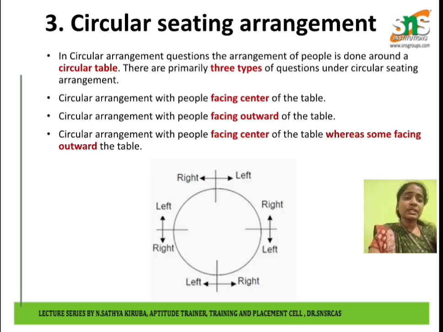Now when it comes to circular arrangement, I already told there are two arrangements. One more type of arrangement is sometimes mixed: some people will be facing the center and some people will not be facing the center. That is the third type. Whenever people are facing the center, the left and right are given. The most important tip is that you should understand which direction the person is facing, or not.